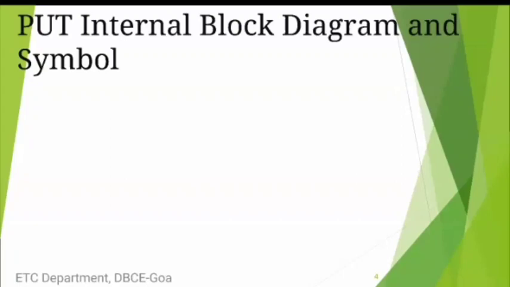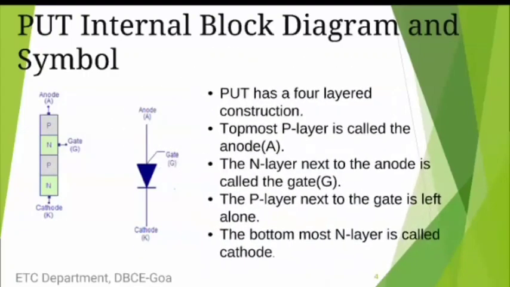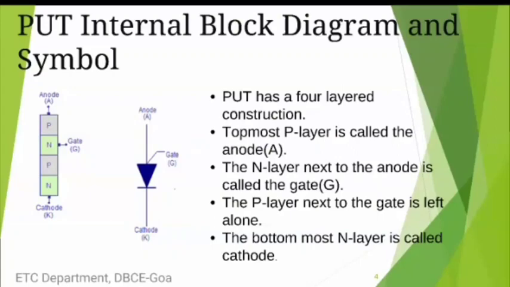For the programmable unijunction transistor, we are now going to see the internal block diagram and the symbol. As we can see, the PUT has a 4-layered construction, PNPN. The topmost P layer is called the anode. The N layer next to the anode is the gate terminal, and the P layer next to the gate is left alone. There's nothing over there, basically, and the bottommost N layer is called the cathode.